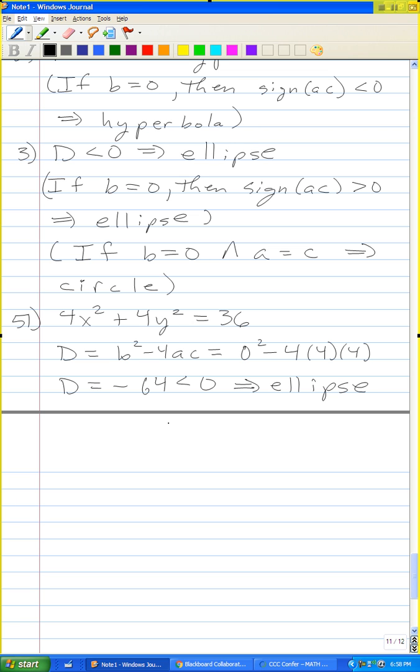And since b is 0, and since a is equal to c, 4 is equal to 4, then this is a very special type of ellipse. It is a circle.